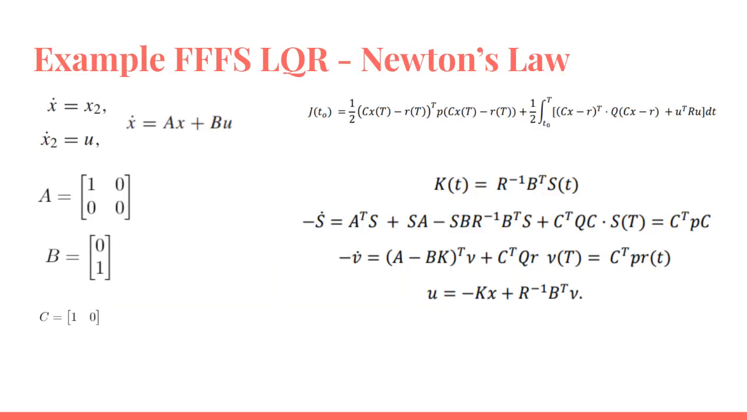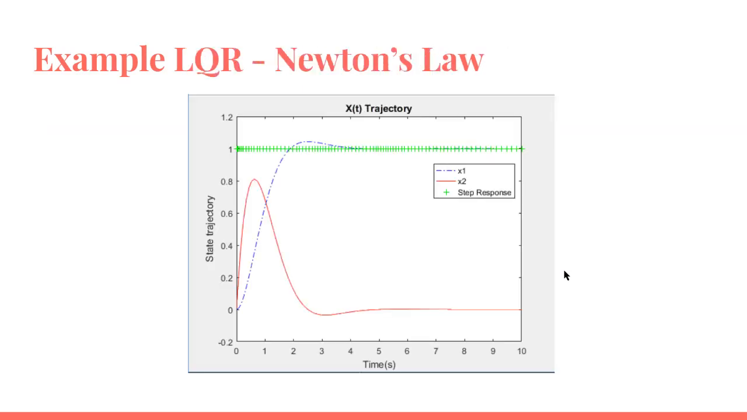So this is an example of fixed final state for LQR using Newton's law. On the left here, you have the state space representation of the system. On the right here, you have the equations you're going to use. You have your performance index, your K, your S, and your V. You take this, and then you integrate it, flip it around, put it into your U, and integrate U in your state. One thing to note here is that the initial values for S and V are a function. Well, S is a function of C, your input, but V is a function of your reference, and your reference is a function of your final state. So basically, your R is equal to your final state.